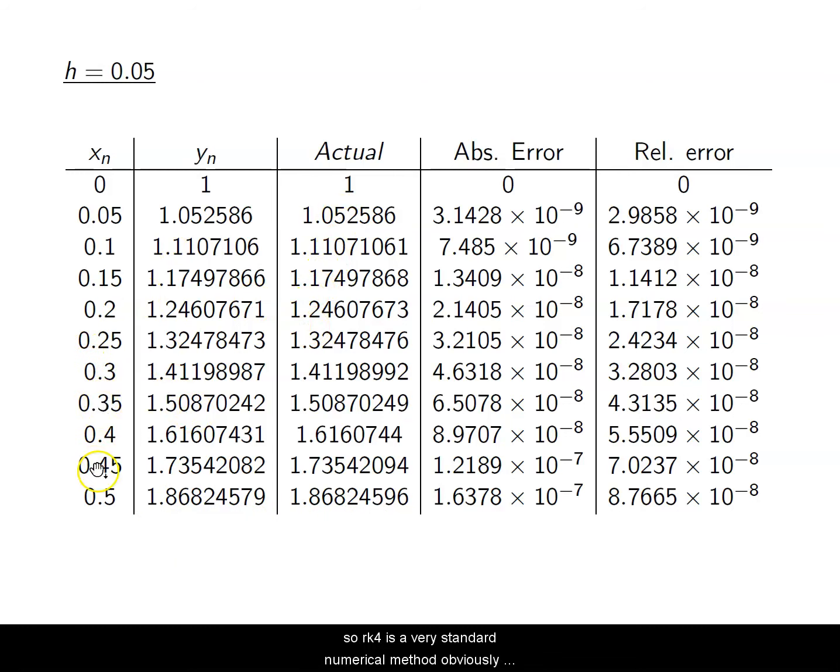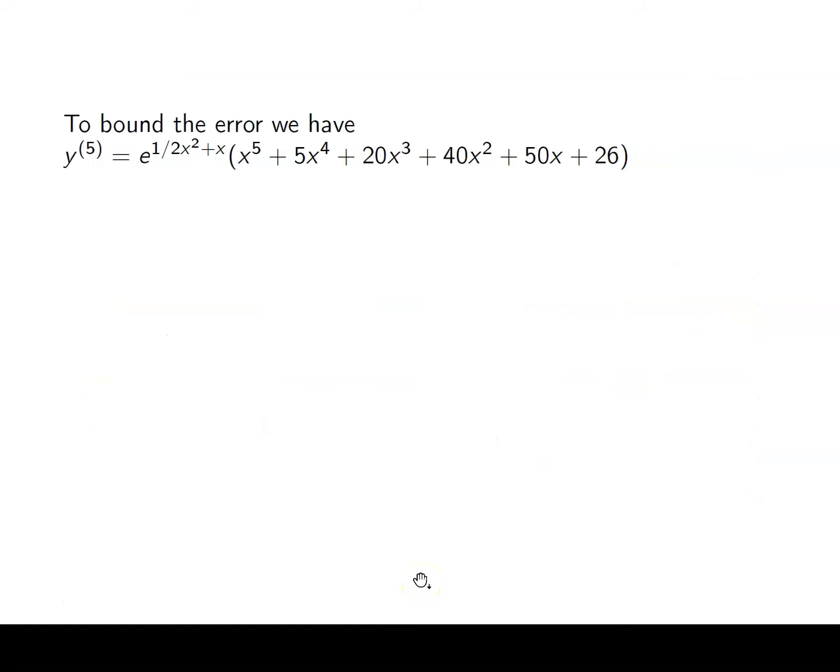So RK4 is a very standard numerical method. Obviously, you're not going to be doing this by hand. To be honest, none of these methods really. You generally will have a solver or numerical calculator do these things for you, which is exactly what I did. However, you can't do that for the error. For the error, you have to calculate these by hand.